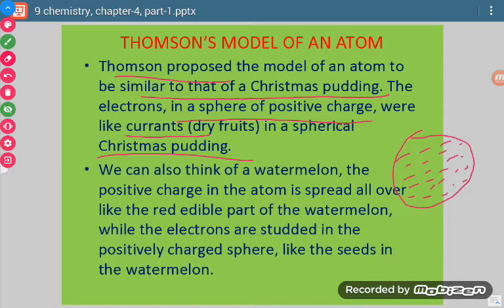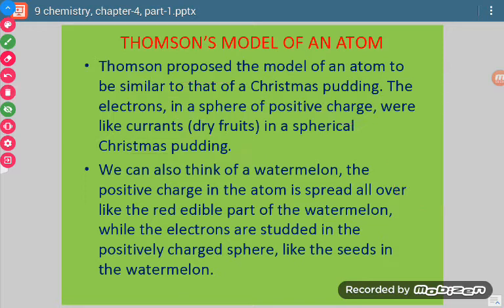He said that this can also be compared with a watermelon, where positive charge is spread all over the sphere, just like the red part of the watermelon, while electrons are like the black seeds present in the watermelon. So this model of Thomson was also known as the plum pudding model or watermelon model of an atom.